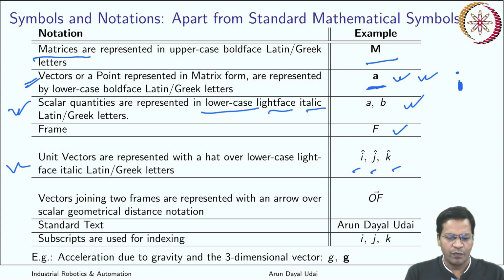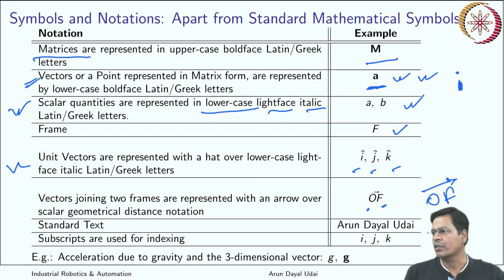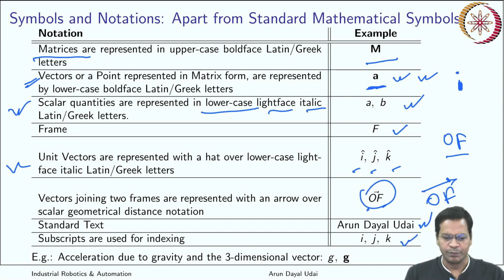That is there. Vector joining two frames. So O is a frame, F is another frame. The vector joining two frames can be denoted with an arrow on top of it, that is good enough, or maybe a capital bold OF should be good enough. Both are equivalent, but this is the one which I will be using if at all it is required. Standard text is like this, that I will be following. Subscripts that are used for indexing are like this. This is just an example.